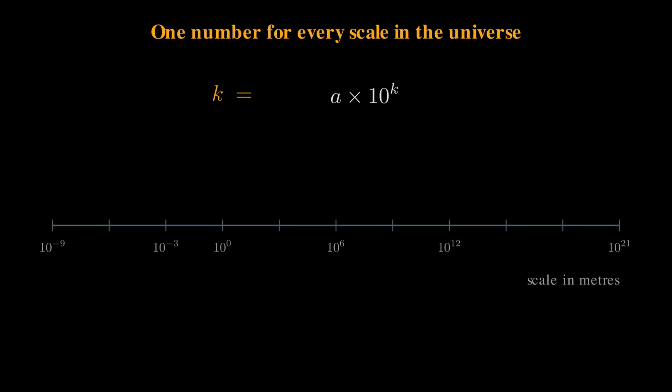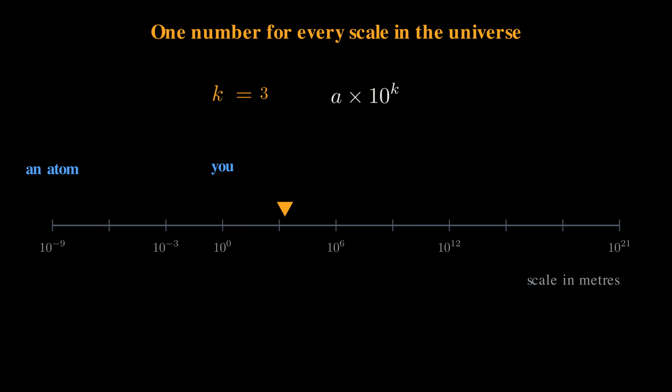Here's the big picture, and it's the whole reason standard form exists. Lay out a ruler, but instead of ordinary steps, each step multiplies the scale by 10. On the far left, 10 to the minus 9 meters, the size of an atom. On the far right, 10 to the 21, the width of our galaxy. Now slide along. The little exponent k is doing all the work. It counts how many factors of 10 you are away from 1. Every 3 steps to the right, everything gets 1,000 times bigger.